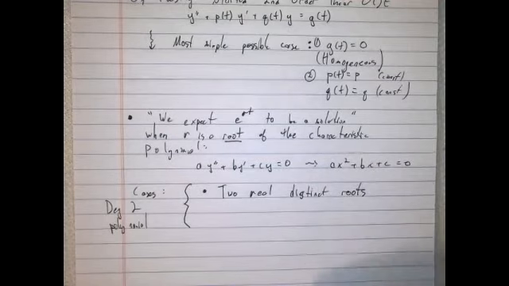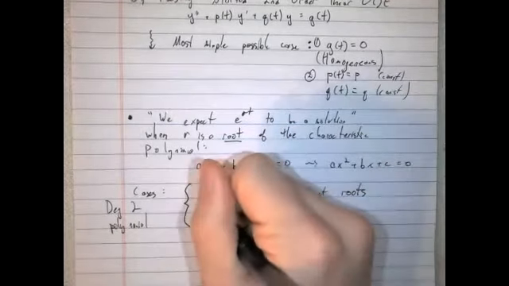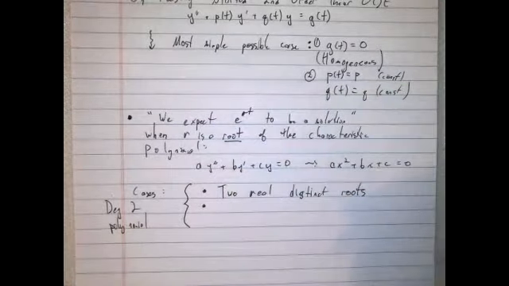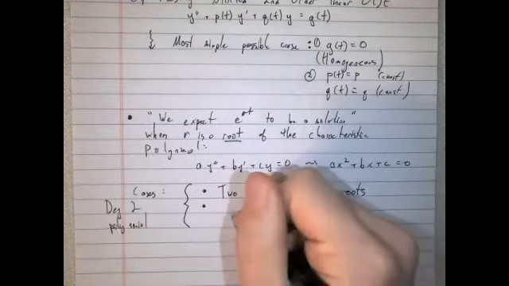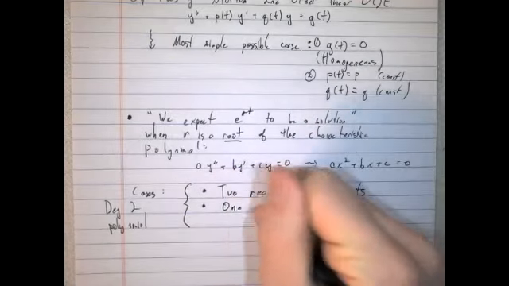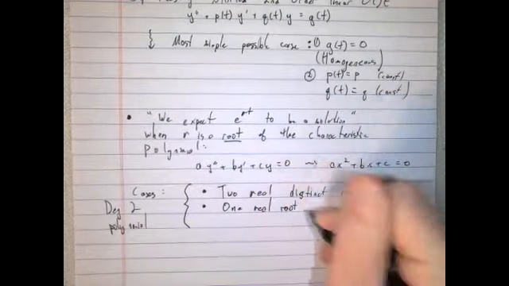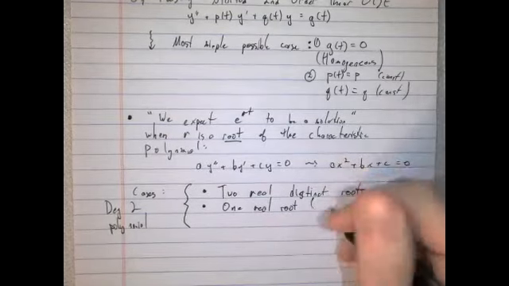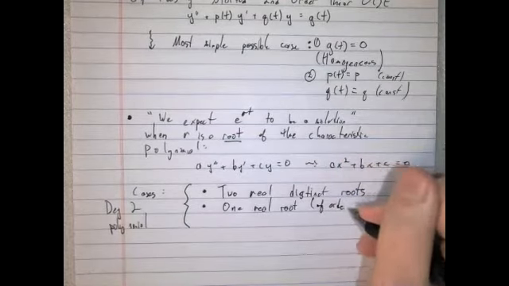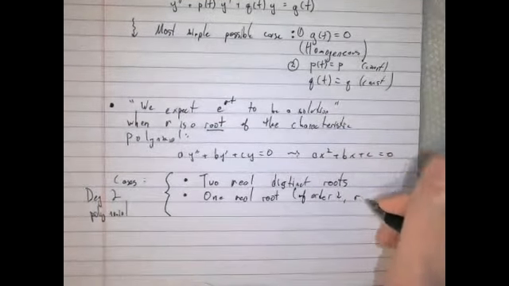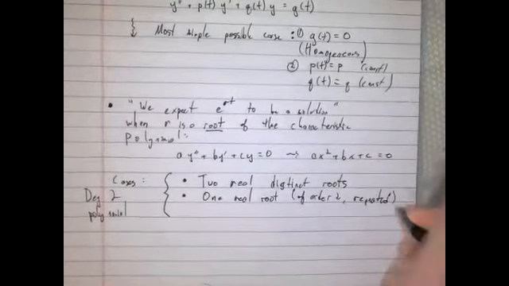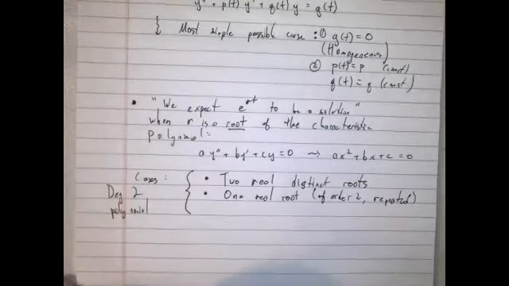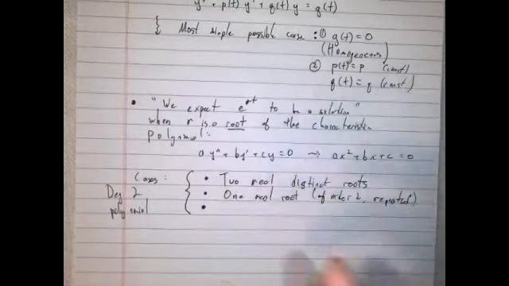But what other scenarios could possibly occur? We could have one real root or like complex imaginary roots. Perfect, yes. So if we have one real root, then the point is that it appears twice. So we could call this of order 2, or repeated, right? We'd have a repeated real root. Or we could have two complex roots.